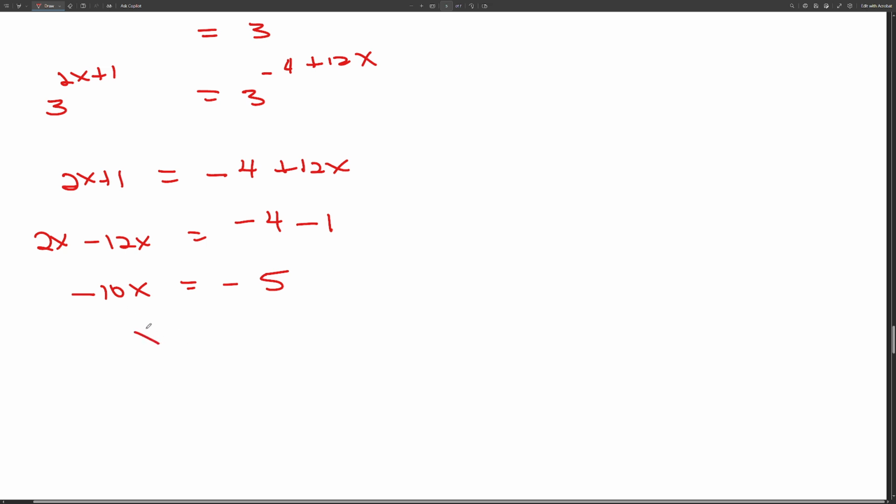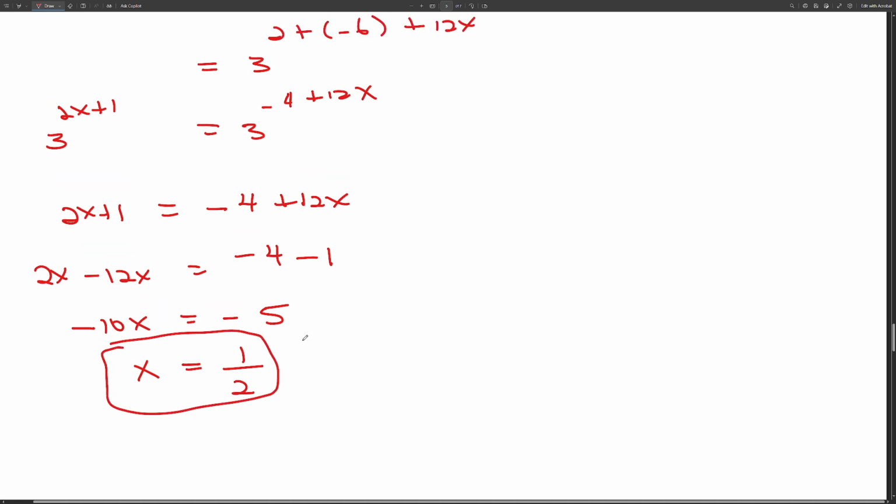So we're going to divide now. So x is equal to... a half. X is equal to a half. So x is equal to a half is my answer. This is what x is equal to, 0.5.